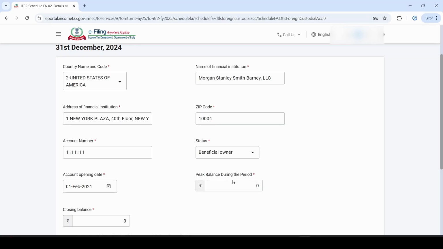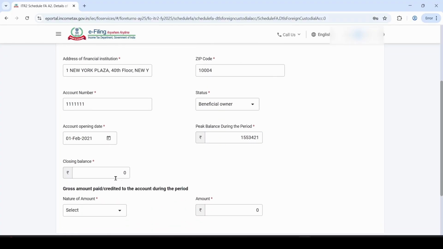Next is peak balance during calendar year 2024. So my peak balance is 15,53,421. Here you need to provide closing balance as on 31st December 2024. So broker account balance as on 31st December 2024 is 3,68,703. For converting this value in INR, I have used TT buying rate of same day.